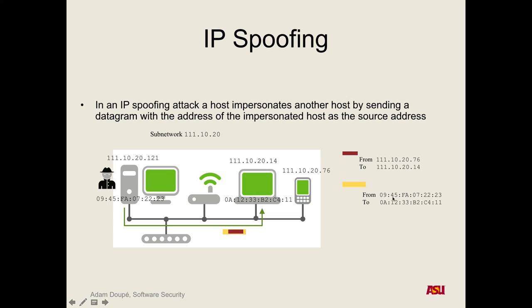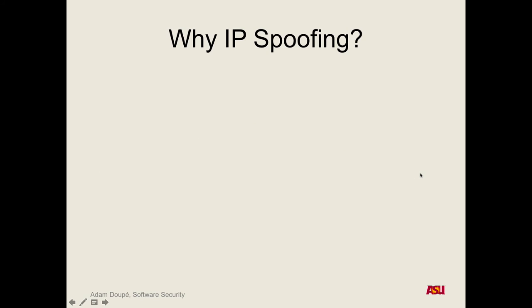Right? And so this will actually work even if we put a different from MAC address. It actually doesn't do any checking there. So we do an ARP request, we say who has this IP address, we hash that, and then we can just create a packet to 111.10.20.76 from 111.10.20.14.